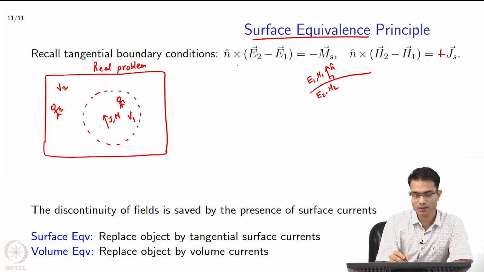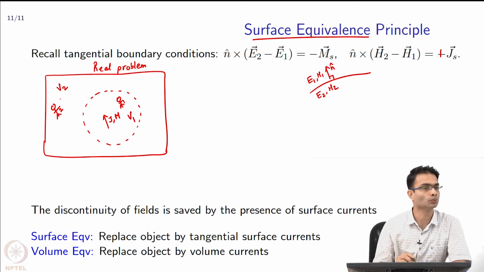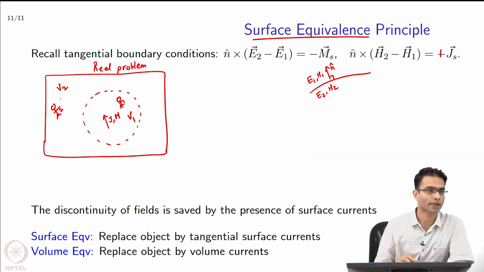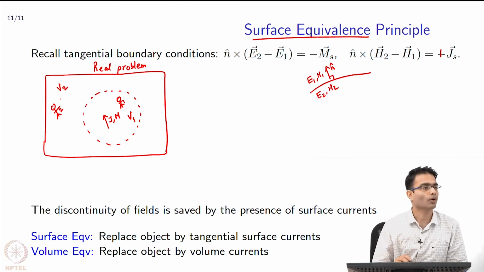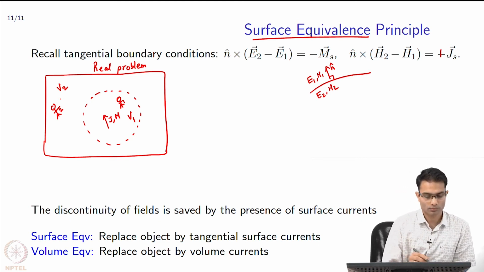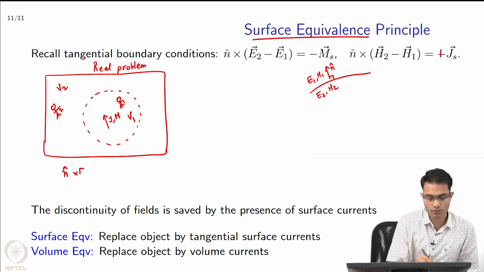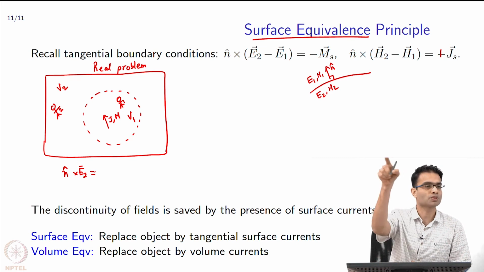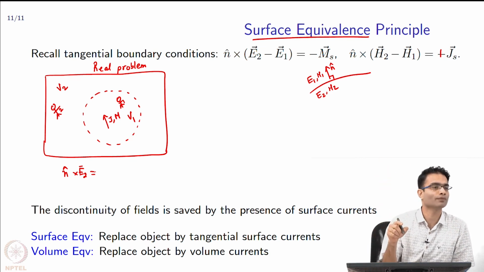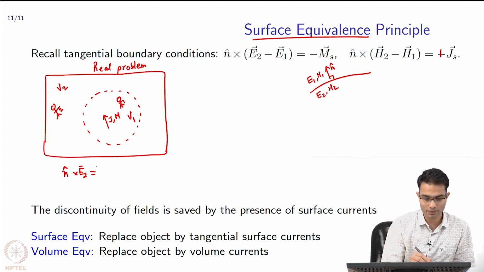So, if I ask observer 2, who has access to which of these quantities? E2. E1 the observer cannot cross over. So, if I ask the observer what is n cross E2 for you, he will say, okay, n cross E2 for me will be equal to, he will say, hey observer 1, tell me what is the value of E1 on your side. So, he will write that over here.